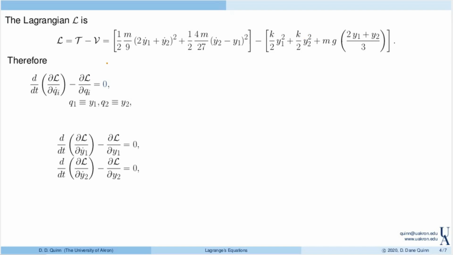So now we want to apply Lagrange's equations. Right, so again, here they are in general. We'll take our first generalized coordinate to be y1. Our second generalized coordinate will be y2. So let's go ahead and calculate the partial derivatives that we'll need. The partial of L with respect to, we'll do y1 dot first, is, well, 2m over 9 times 2 y1 dot plus y2 dot. So that's the derivative of this term with respect to y1. And then minus, in this case, 4m over 27 times y2 dot minus y1 dot.